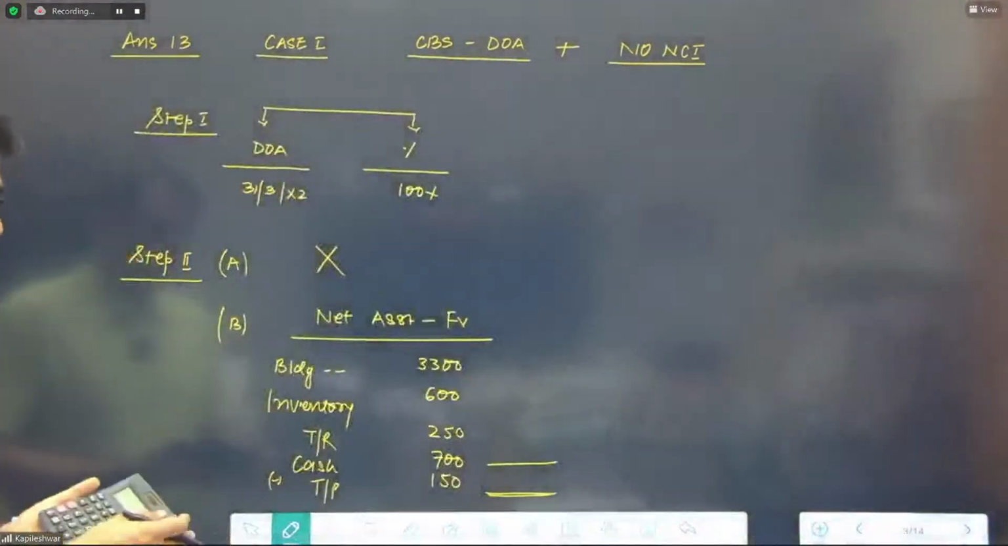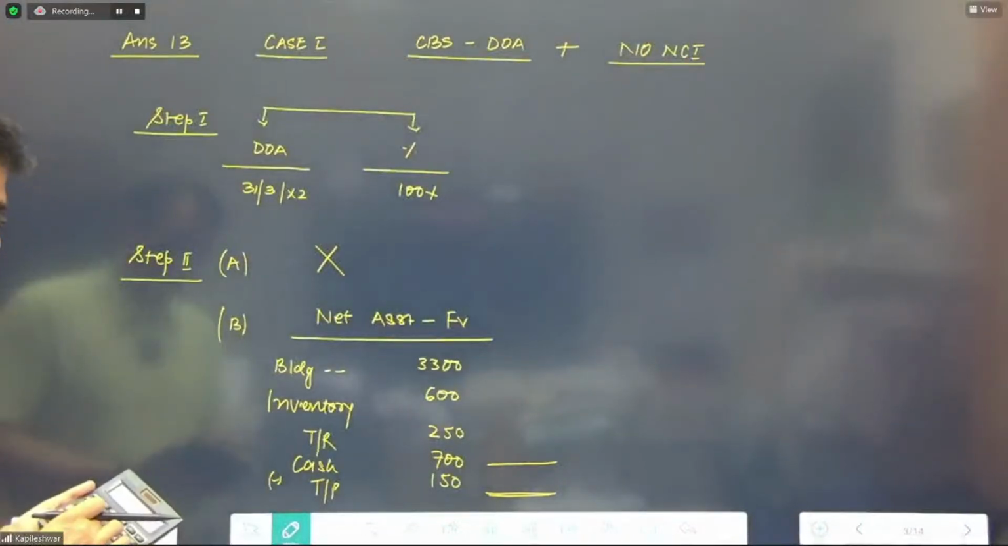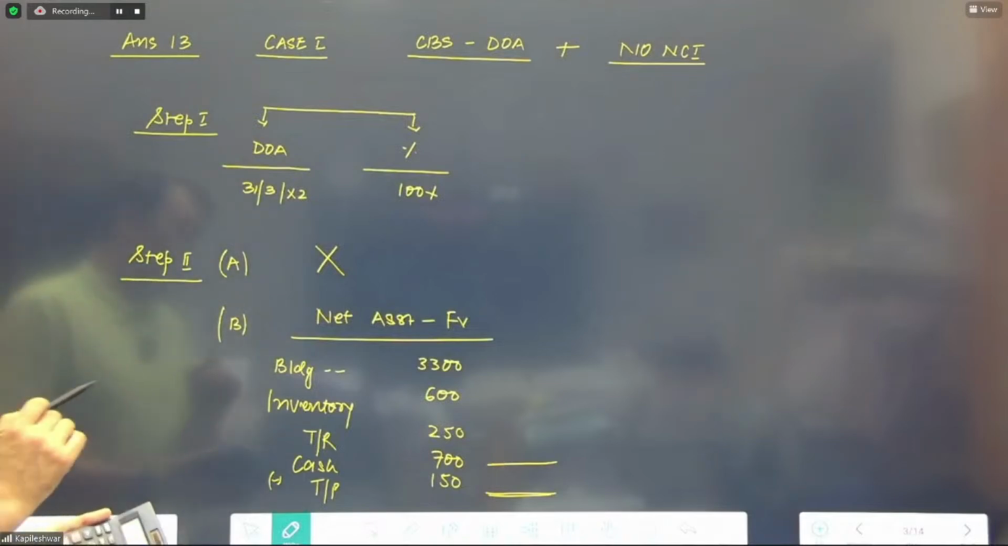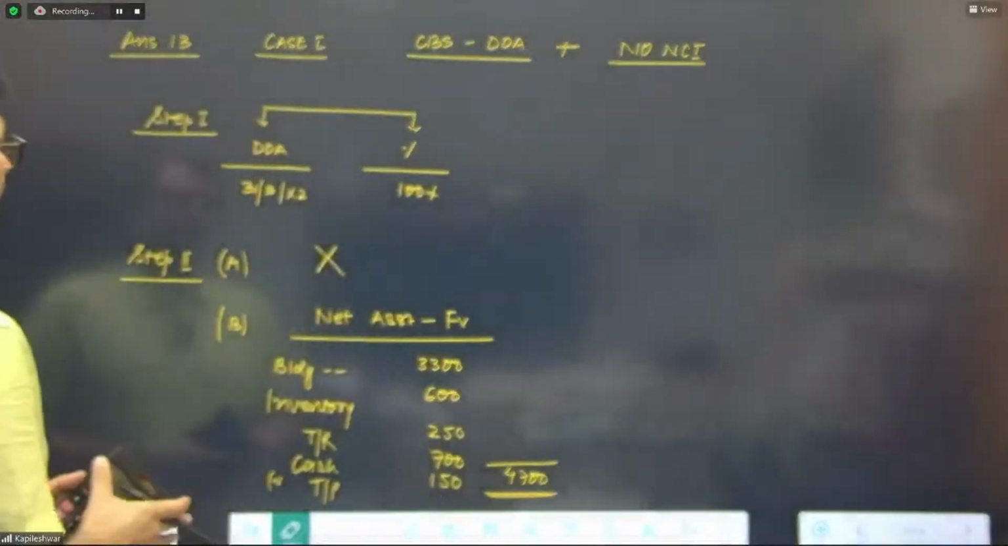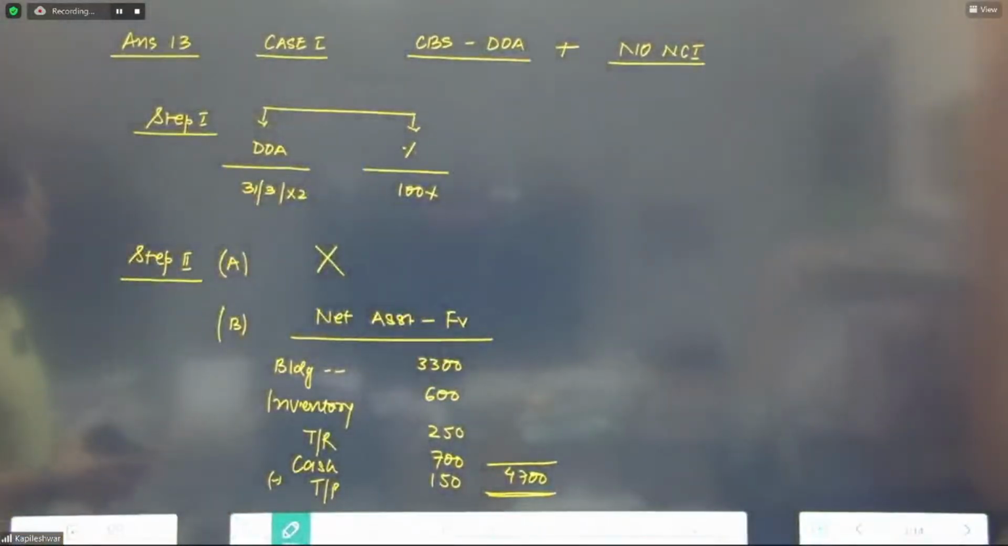So let's see what is the value. It's 3,300 plus 600 plus 250 plus 700 minus 150. This is coming to a net figure of 4,700. Okay, so step number 2, A and B, is done.